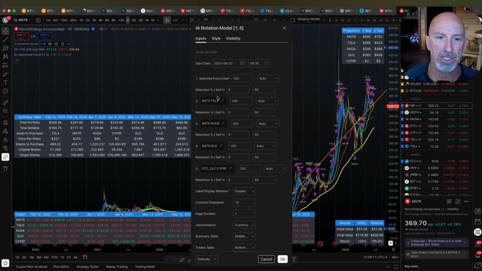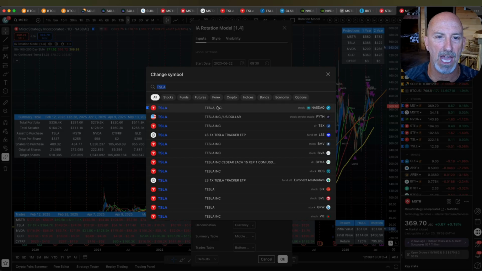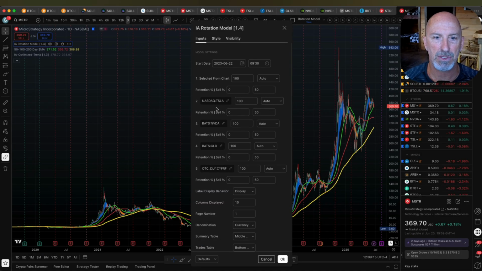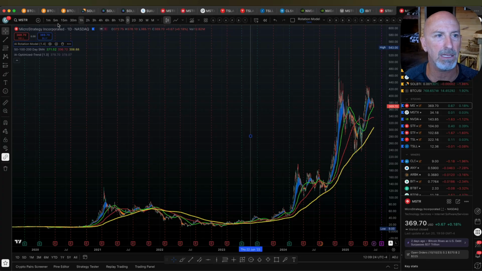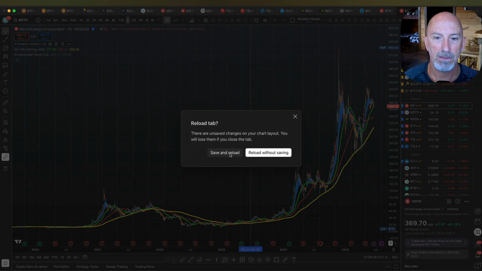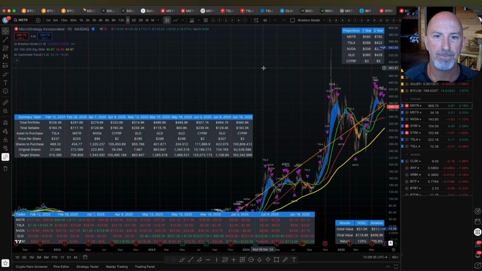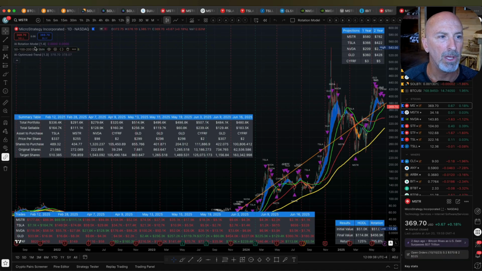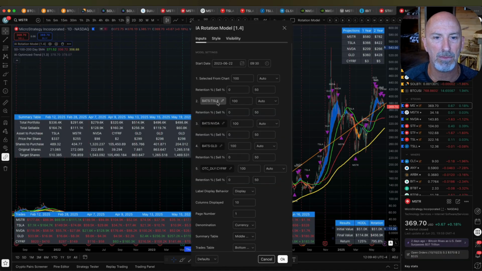So again, to change these, you would just click on them, choose the asset. In this case, I'll just throw it back on there as Tesla. You'll notice that it'll take it a second here to populate the data again. And I'm just gonna reload it. It was all nice and pulled up. There you go. So then Tesla, Nvidia, I put gold down.